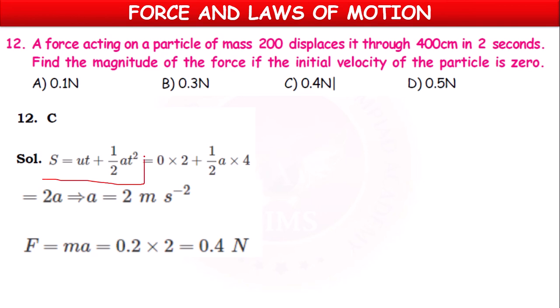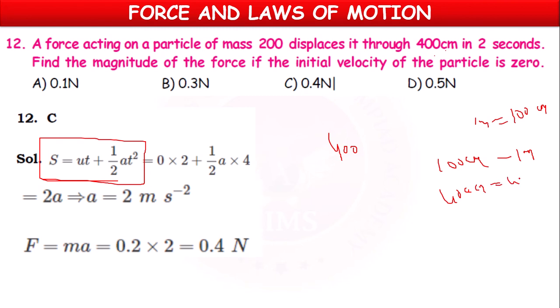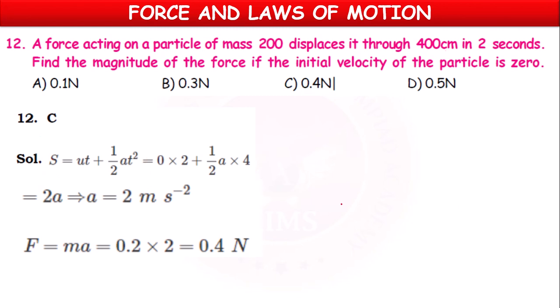For that, let's take the formula S equal to ut plus half at square, where S equal to 400 centimeter. Or if we convert into meter, 1 meter equal to 100 centimeter, or 100 centimeter equal to 1 meter, then 400 centimeter equal to 4 meters.